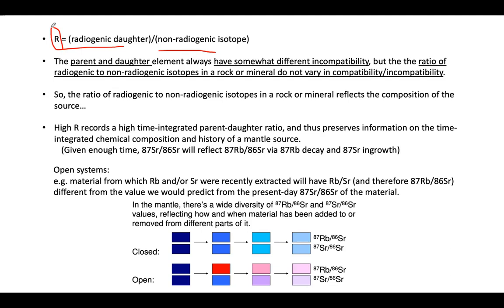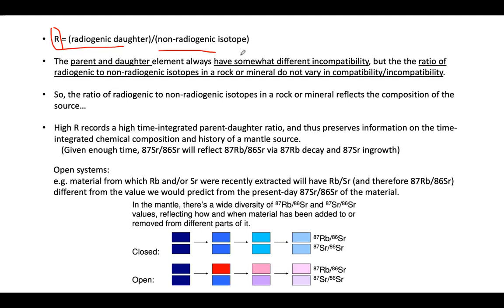Measuring isotope ratios is easier than measuring single atoms. It's not easy to measure those, and that's why we measure ratios. And we have a non-radiogenic isotope. What is the non-radiogenic isotope of strontium? It's strontium 86, right? So strontium 87 divided by strontium 86 gives you the strontium isotopic signature. So that is the parent-daughter decay process.